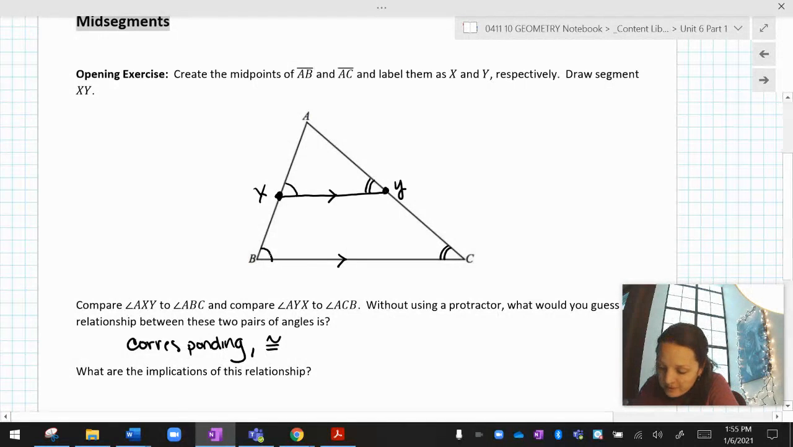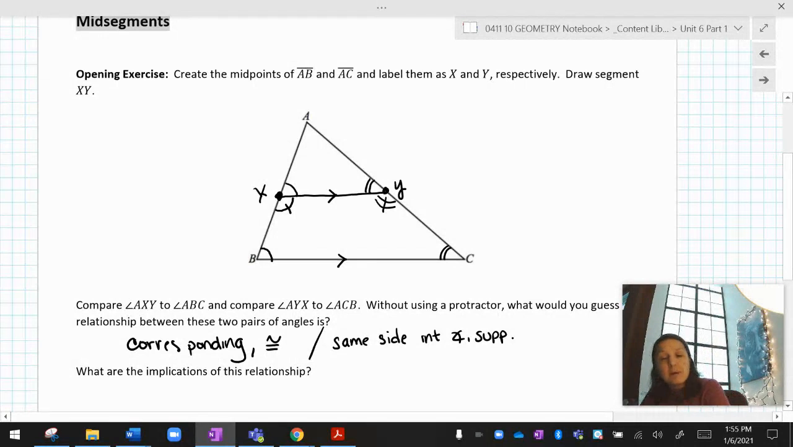And one more thing, instead of corresponding, if I look at this angle B right here, this angle above B would not be the same size as B, but those would be supplementary because we would also have some same side interior angles that are supplementary. And then the same thing over here. I would have a supplementary angle up there. So that's kind of cool.